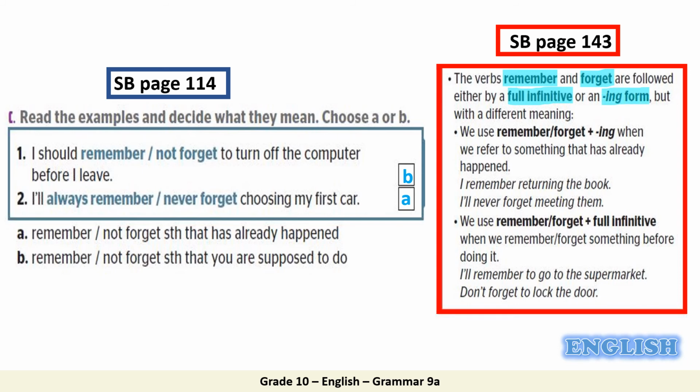Let's talk about the first meaning. We use remember or forget plus ing when we refer to something that has already happened. For example, I remember returning the book, or I will never forget meeting them. Okay. Now the second meaning, we use remember or forget plus full infinitive when we remember or forget something before doing it. For example, I remember to go to the supermarket, or don't forget to lock the door.